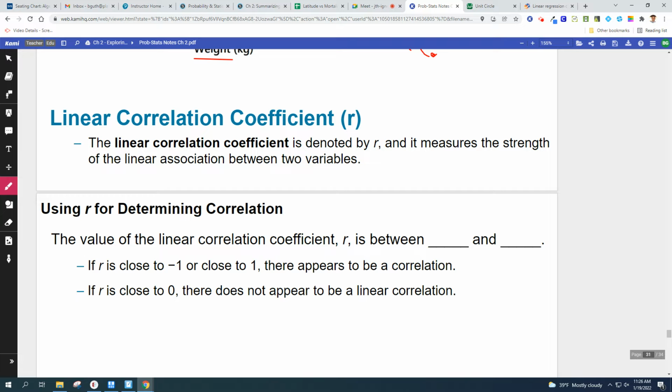Linear correlation coefficient R. This is kind of an important concept. The linear correlation coefficient is denoted by R, and it measures the strength of the linear association between the two variables. It's a number that tells us how good of a correlation it is, how strong of a correlation it is. In other words, it tells us how well the scatter plot fits a straight line pattern.